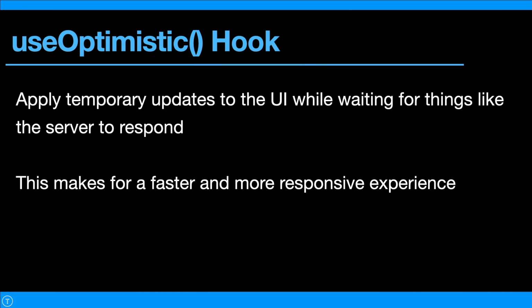Now, another hook that is set to no longer be experimental in React 19 is useOptimistic. This hook can be used to apply a temporary optimistic update to the UI while we wait for things like the server to respond. So using this hook with Actions, you can optimistically set the state of the data on the client, such as showing a post. If you submit a post, if you're creating a new one and you want to display it, it'll display right away before the server even responds. Or let's say you like an article or a post, it'll show that before the server actually responds. So it just gives you a faster and more responsive experience.